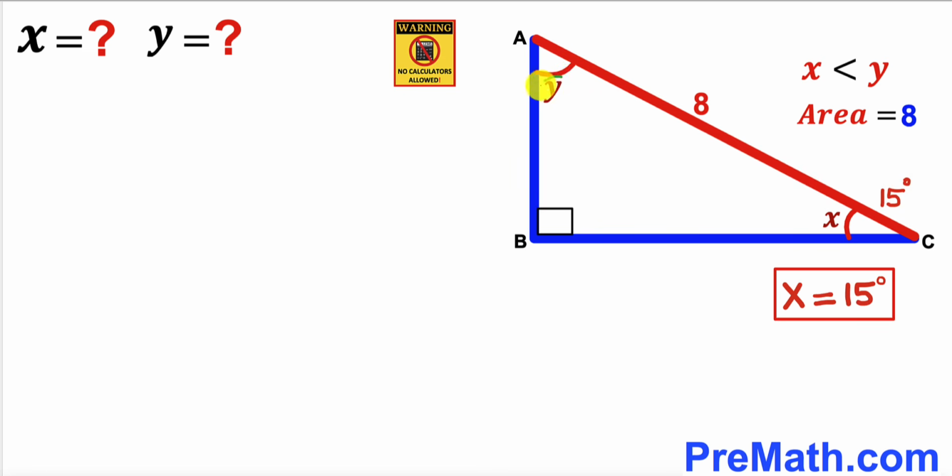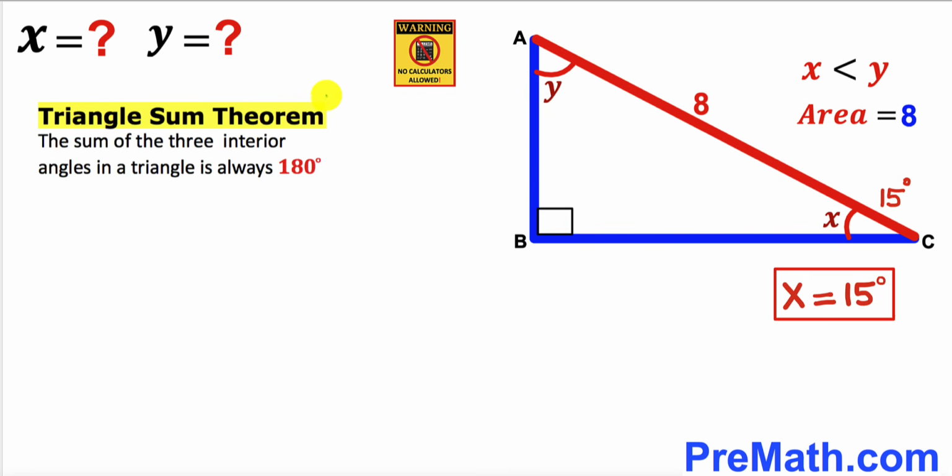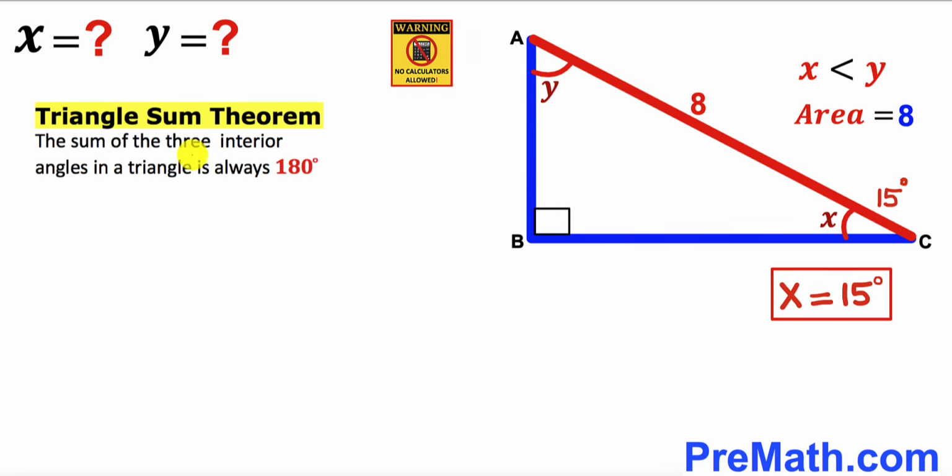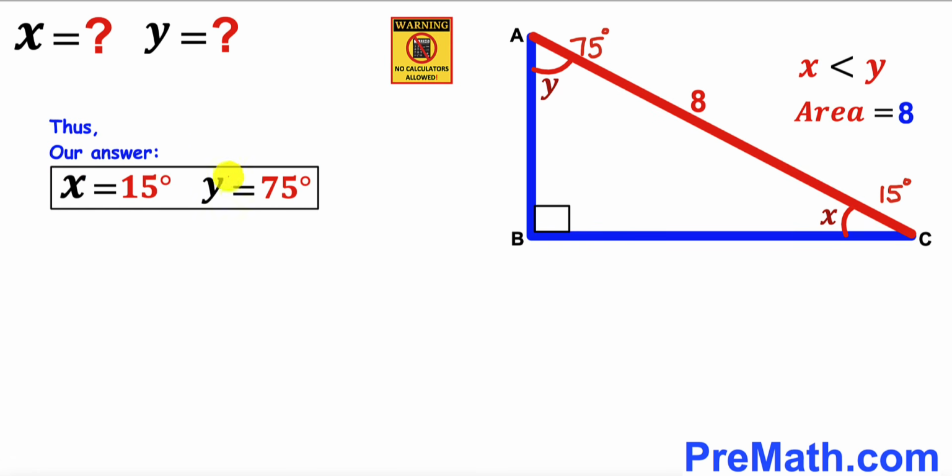Now we can easily calculate the value of angle y. Let's recall the triangle sum theorem. According to this theorem, the sum of the three interior angles must be equal to 180 degrees. We know this angle is 15 degrees and this angle is 90 degrees, so angle y has got to be 75 degrees. Thus, after all the calculations, our angle x value turns out to be 15 degrees and angle y is 75 degrees. And that's our final answer.